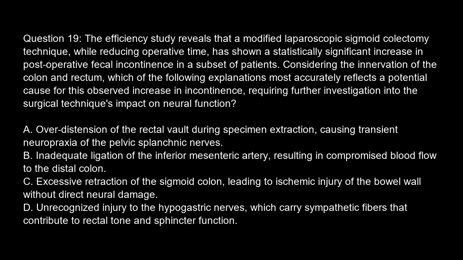Option A. Overdistension of the rectal vault during specimen extraction, causing transient neuropraxia of the pelvic splanchnic nerves. Option B. Inadequate ligation of the inferior mesenteric artery, resulting in compromised blood flow to the distal colon. Option C. Excessive retraction of the sigmoid colon, leading to ischemic injury of the bowel wall without direct neural damage. Option D. Unrecognized injury to the hypogastric nerves, which carry sympathetic fibers that contribute to rectal tone and sphincter function.